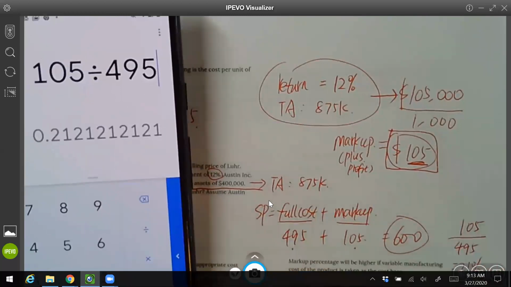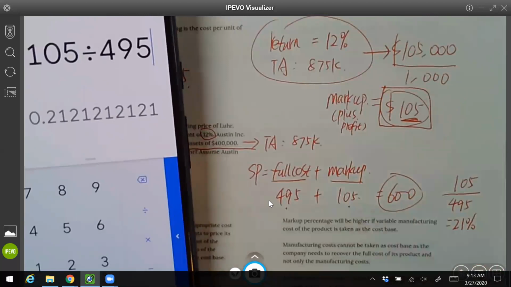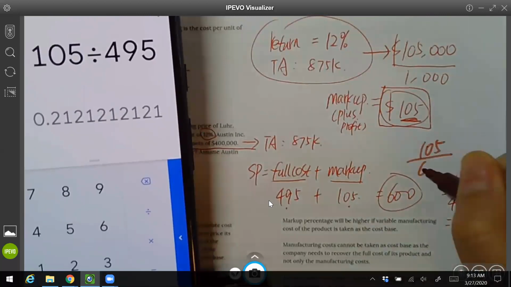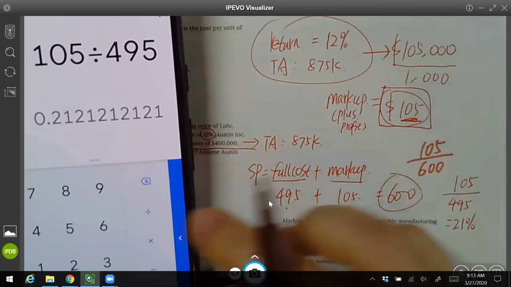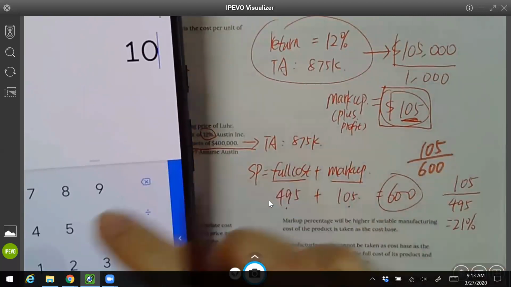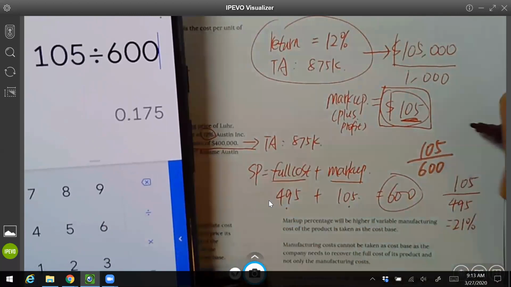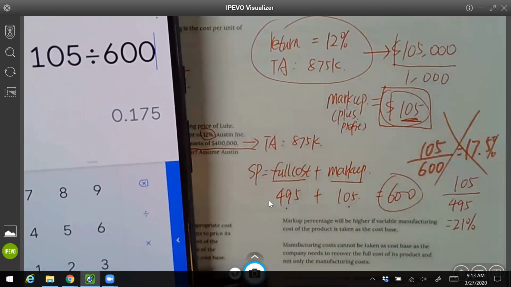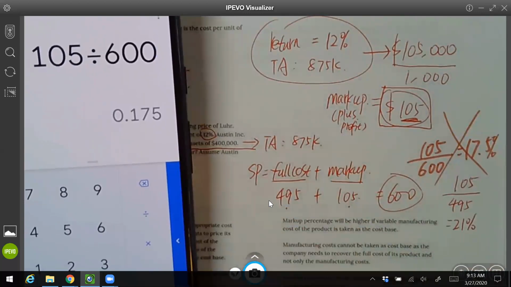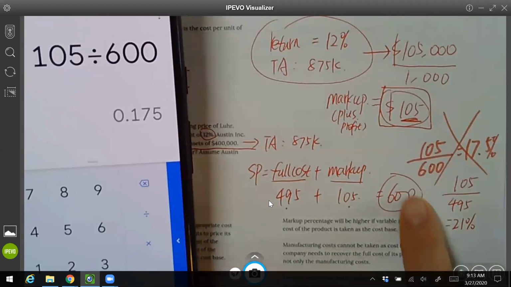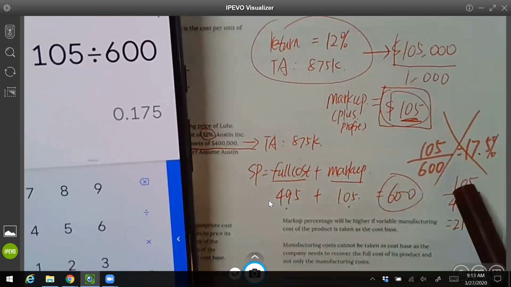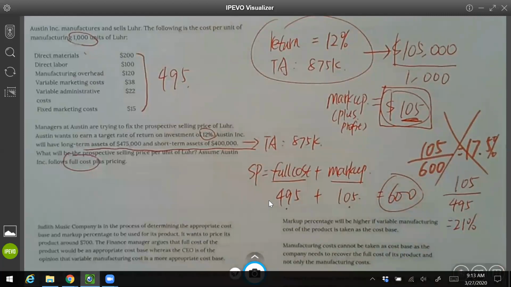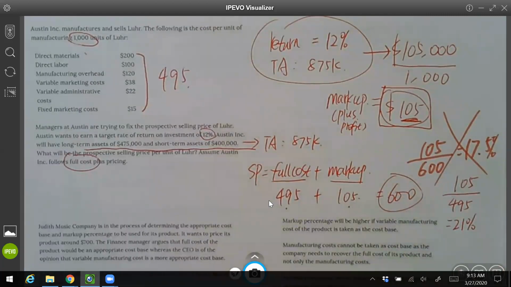What will be wrong? Some students got the selling price. They use the markup 105 divided by 600. They got 17.5%. This is wrong. Why? Because markup percentage is always based on your cost. It's not based on your selling price. Make sure if I put this wrong one in the exam, you will catch it and say, hey, not right. Okay, next one. Let's look at our next one.